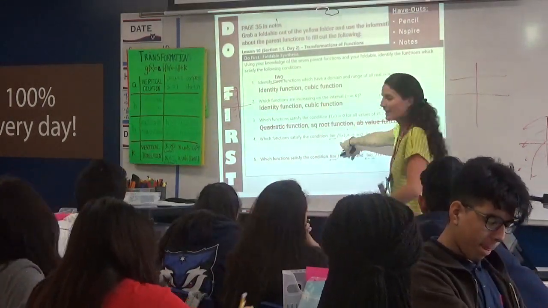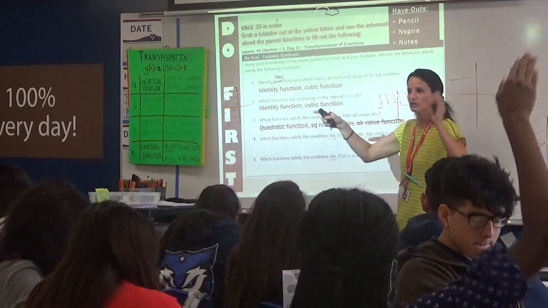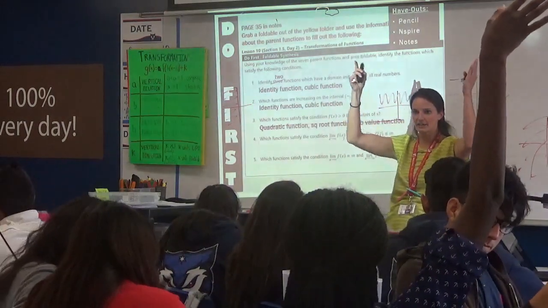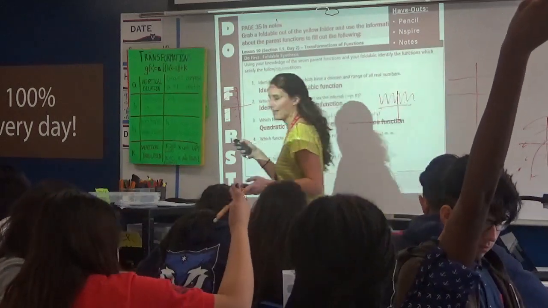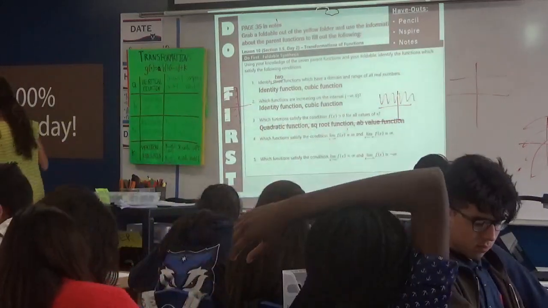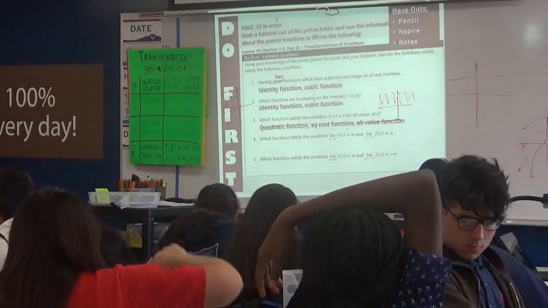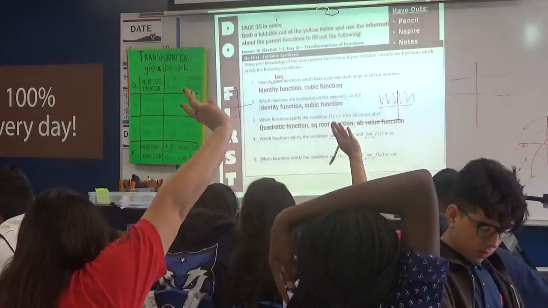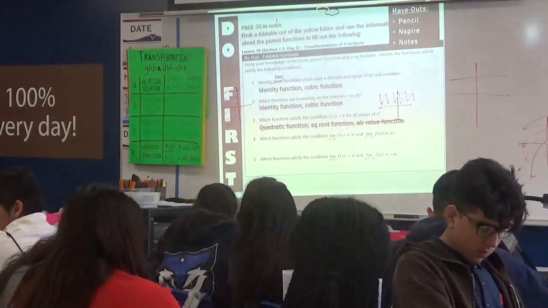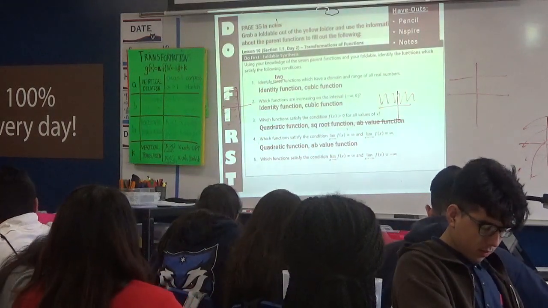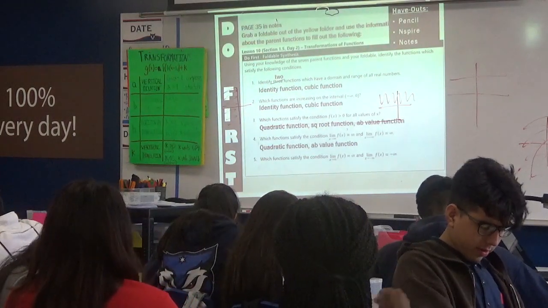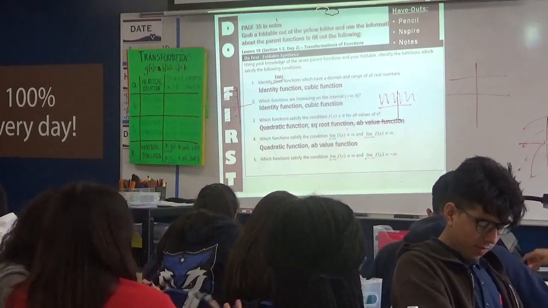Next one. End behavior. Your left and right limit. Both of them are like this, going up. So which ones look like that? Deanthea: Absolute value. There's one of them. Anyone else? Joanna? The quadratic as well. They both are going towards infinity on the left and the right.